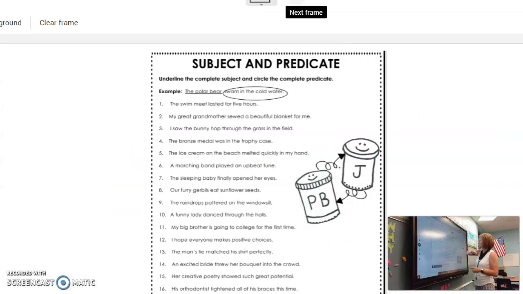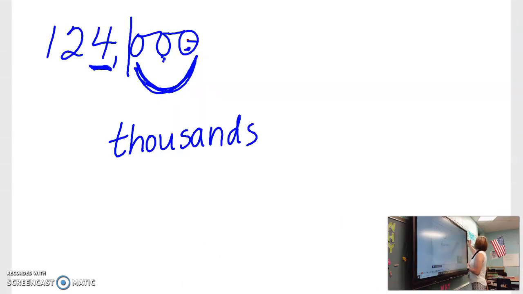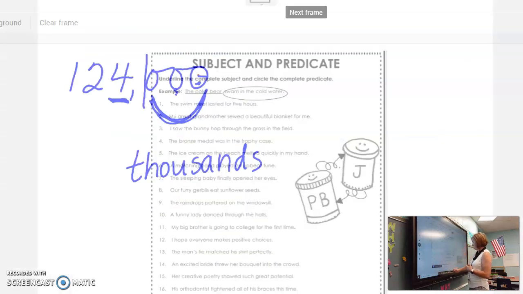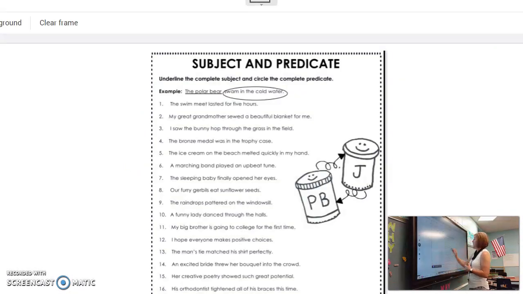Let me show you. I know that this is hard to read, but we're going to do our best. If we look at number 1, it says the swim meet lasted for 5 hours. Well, I know that the whole sentence is about the swim meet. Okay, so that is my subject. I need to get my board working. If I take a look, the swim meet is my subject. It's what my sentence is about. The minute I see a verb, I know for sure that starts my predicate. So the predicate is lasted for 5 hours.